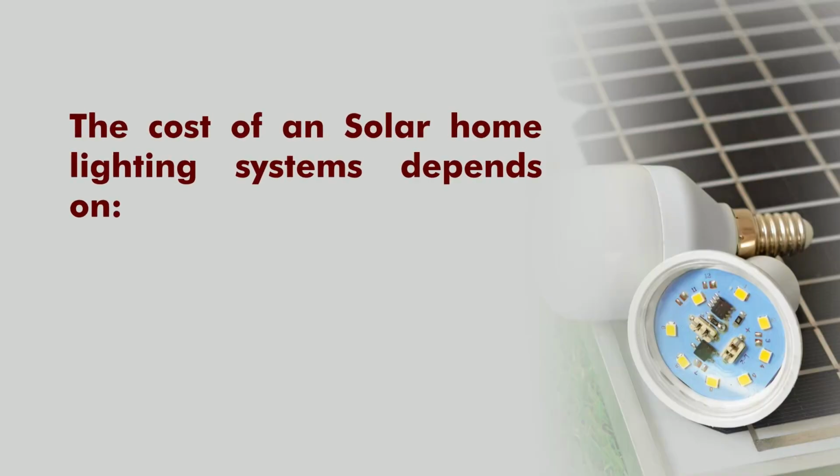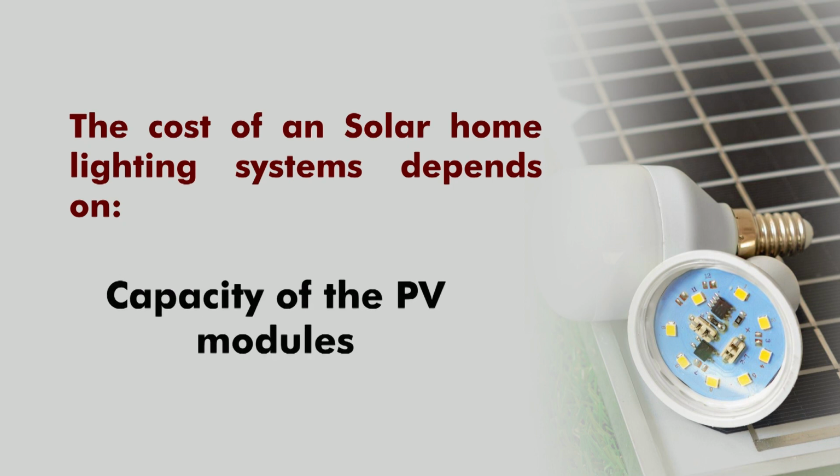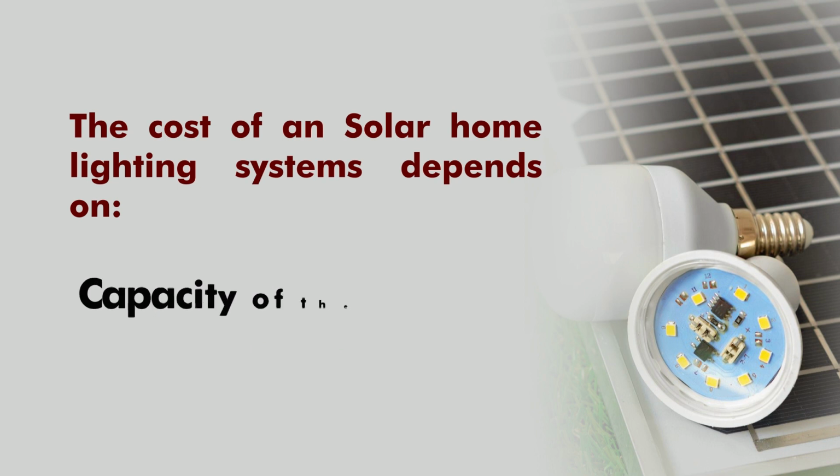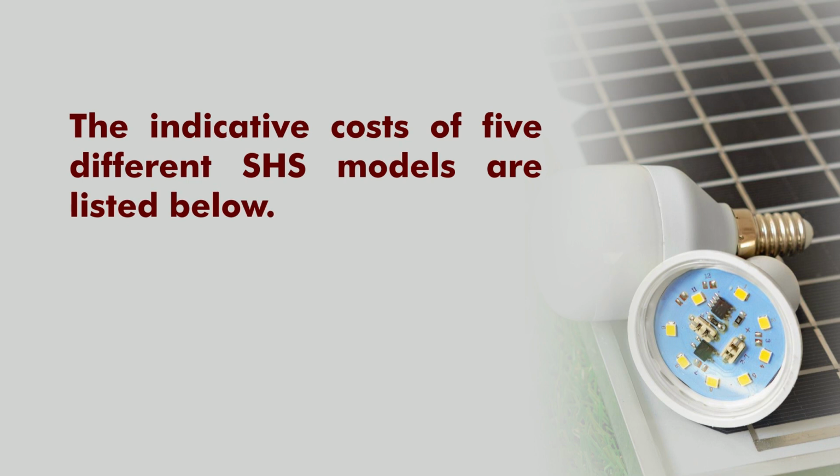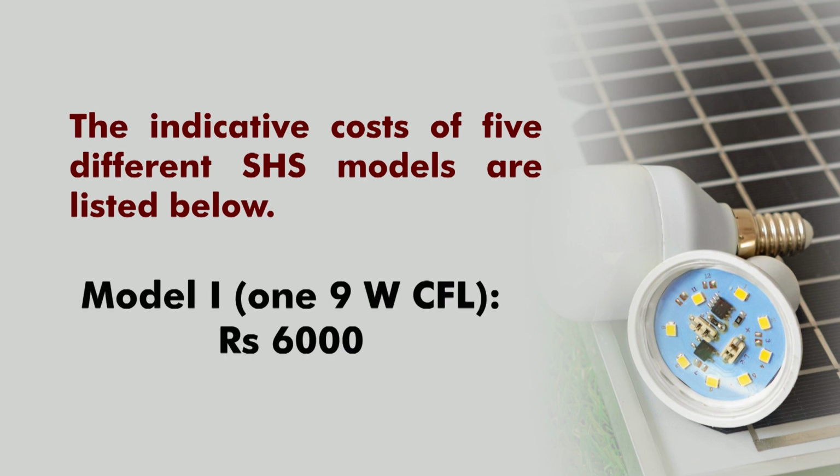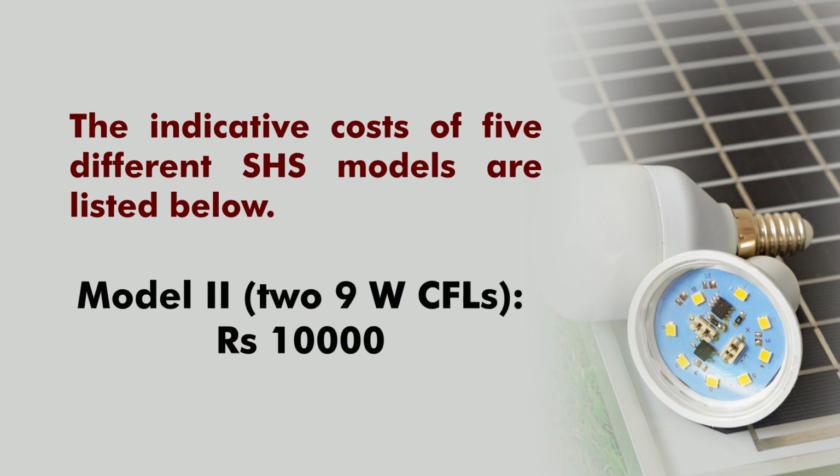The cost of a solar lighting system depends on the load, the capacity of the PV modules used to meet the load requirement, and the capacity of the battery to meet the required backup. The indicative costs of different solar home lighting system models are listed here. Here you can see model 1, with a 9 watt CFL lamp. The cost of this particular system will be roughly rupees 6,000. If we talk about model 2, which has a 9 watt CFL lamp, it will cost around rupees 10,000.